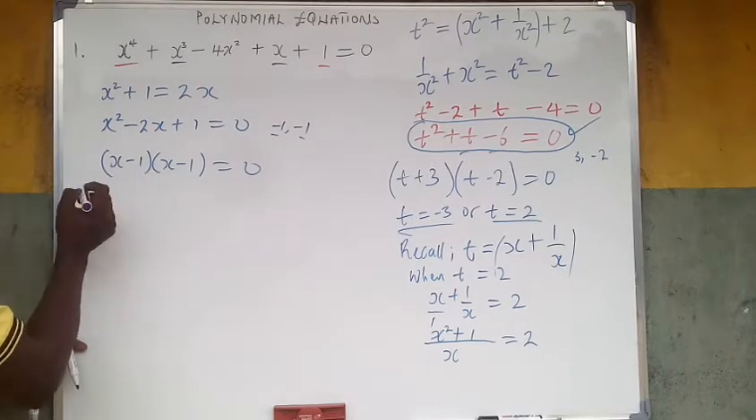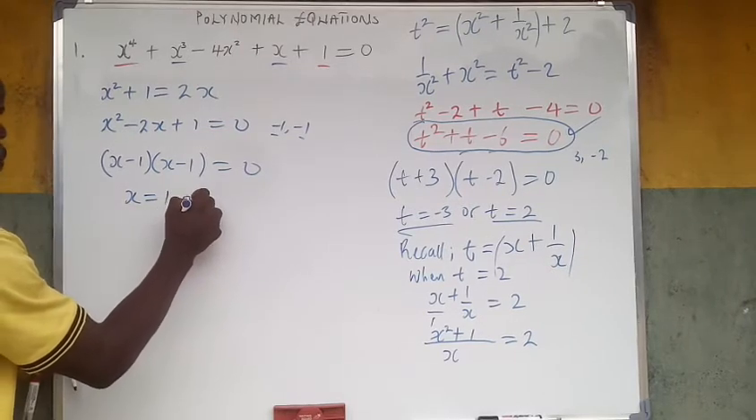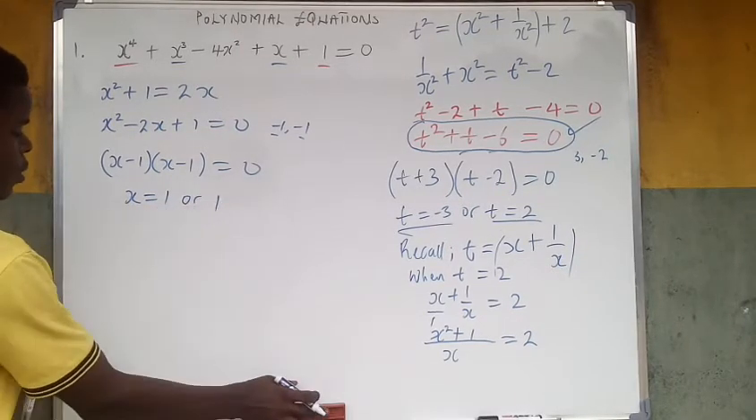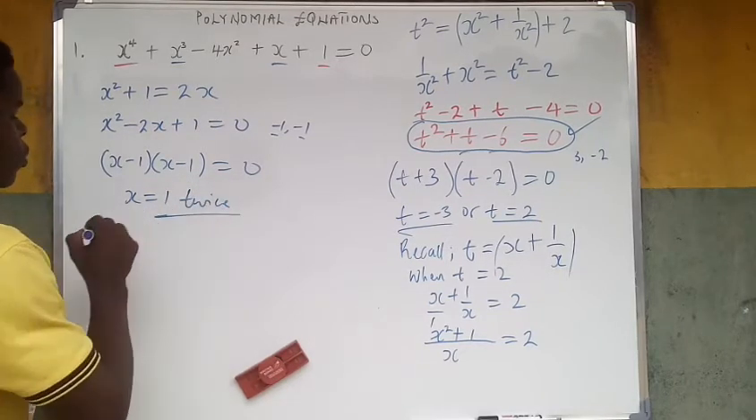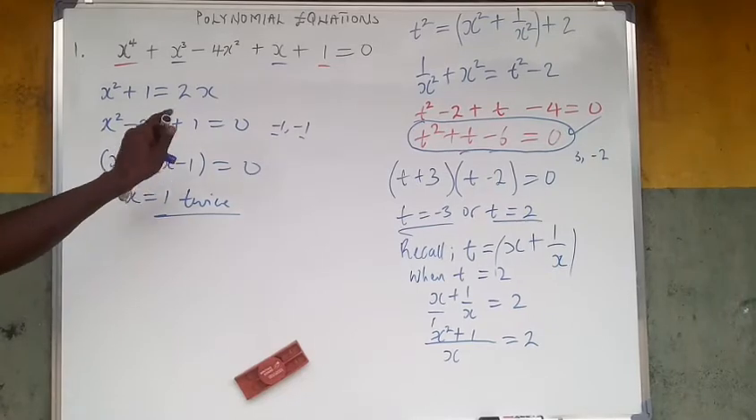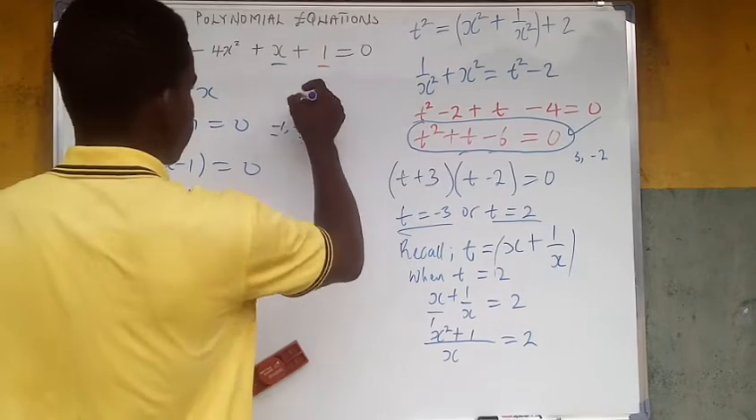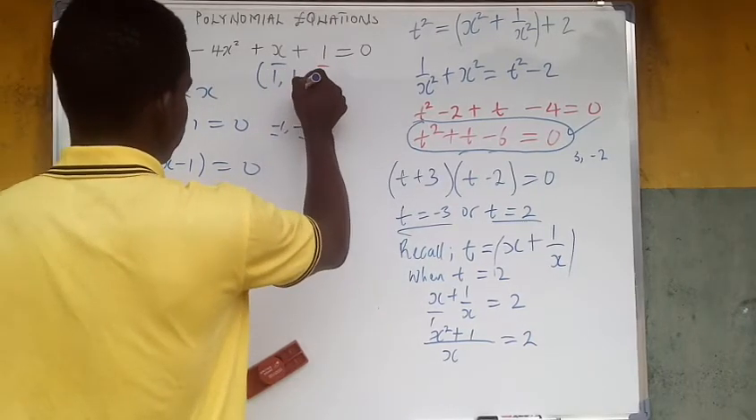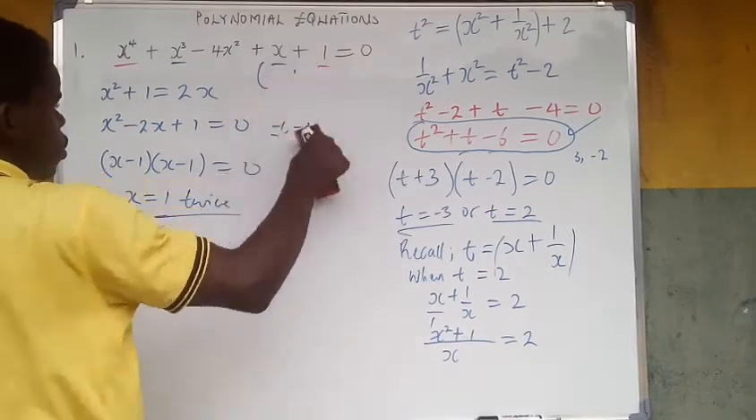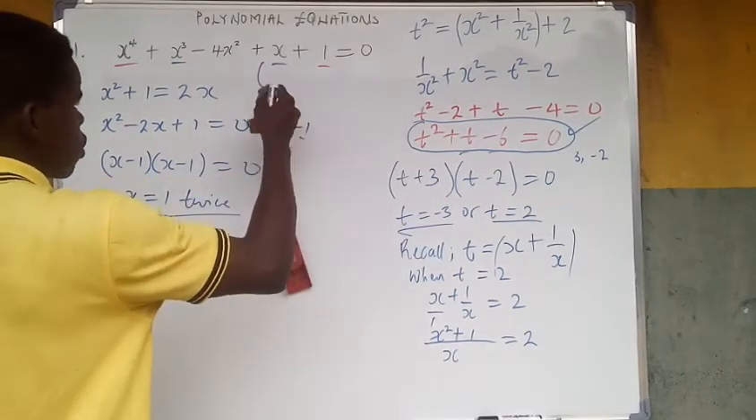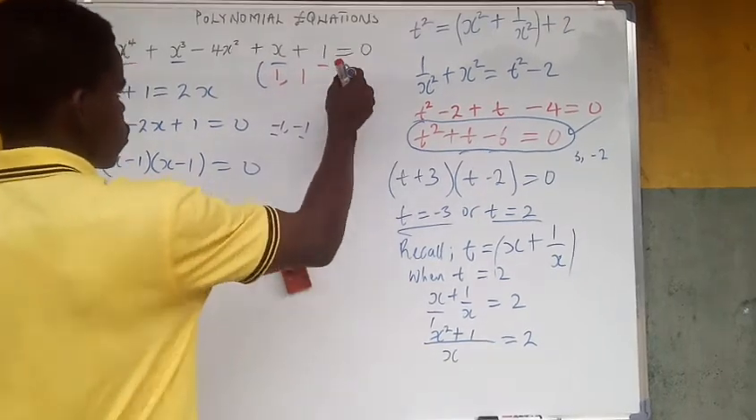So we put it this way. We now say x is equal to 1 or 1. So x is equal to 1 twice. So the two values of x are 1 and 1, for which this equation is satisfied. So the first two values of x are 1, 1. We're still left with the other two solutions.